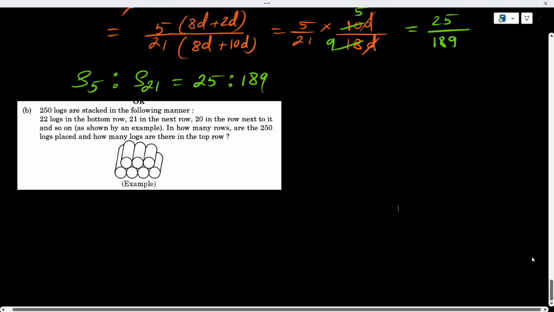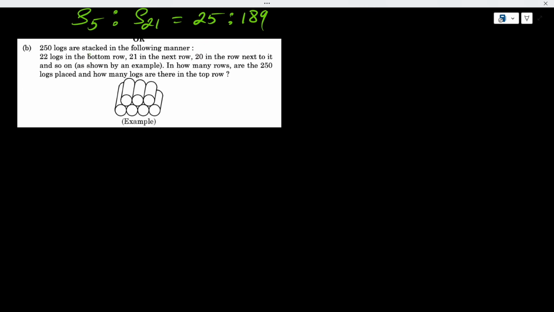What is given here? 250 logs are stacked in the following manner. 22 logs in the bottom row. So you can see here the lowest row has 22, then above that 21, then 20 next to it, and so on. In how many rows are 250 logs placed, and how many logs are there in the top row?